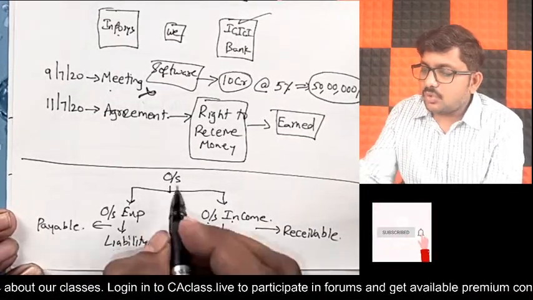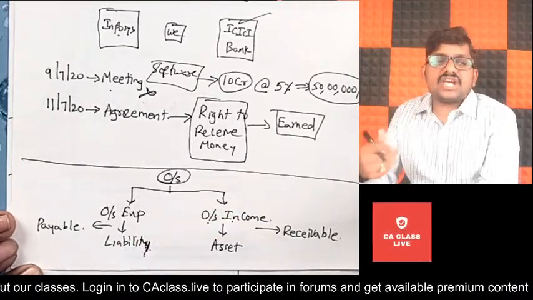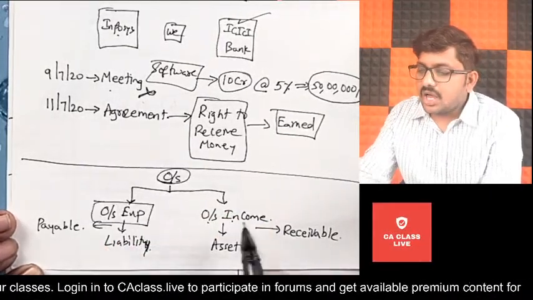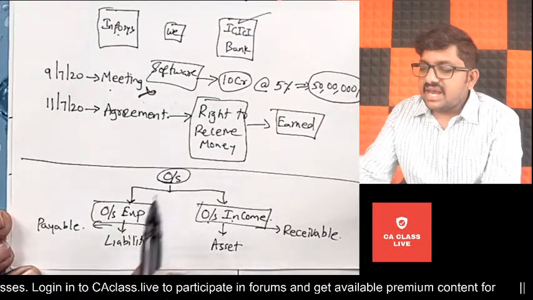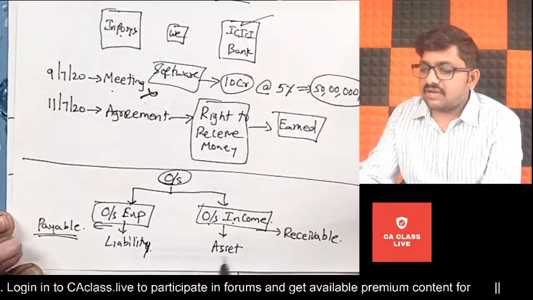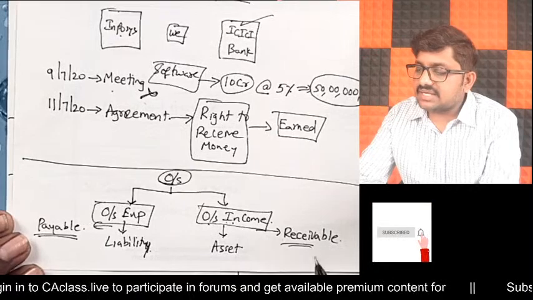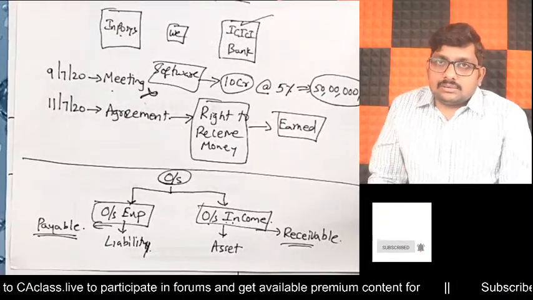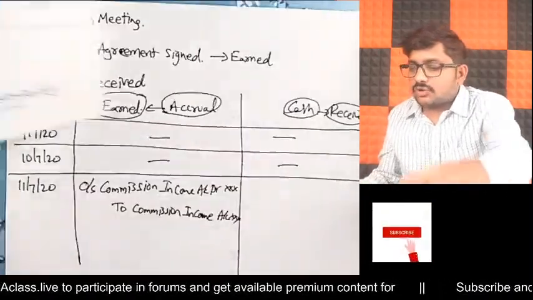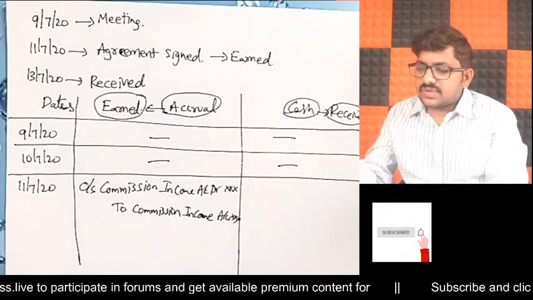So the same outstanding term, the meaning changes when it is attached with an expense or when it is attached with an income. If it is attached with an expense, it is payable, my dear friends. When it is attached with an income, it is receivable. Got it? Okay. So let me go through now. Now, observe this very carefully.